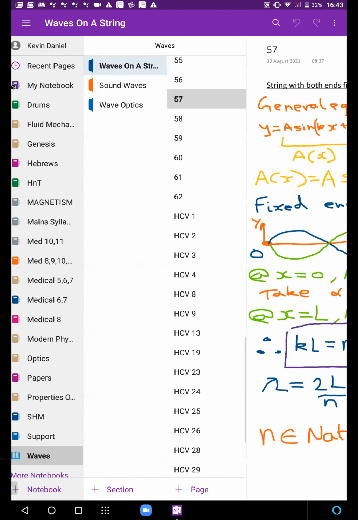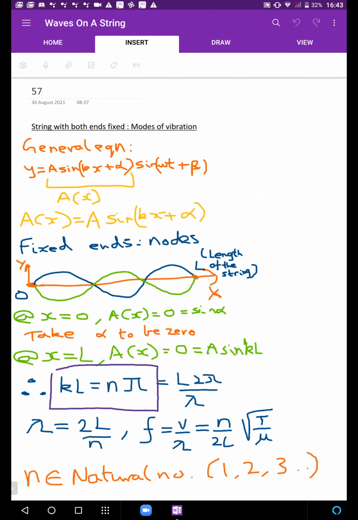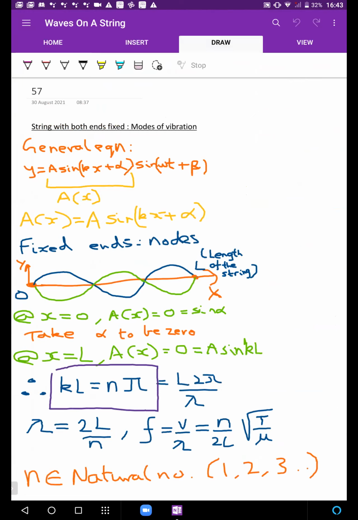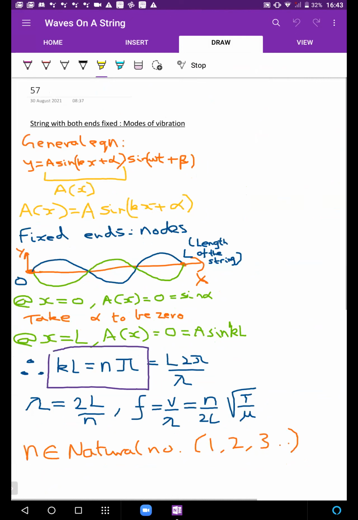Then finally, you have strings with both ends fixed, very similar to an organ pipe की कहानी. If the string के दोनों ends are fixed, then this is the equation of our standing wave. But basically, what we finally get is, our frequency comes out to be n by 2L into root T by mu, where n can be any natural number. So you get different modes of frequencies.